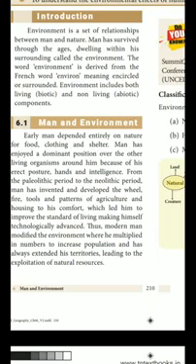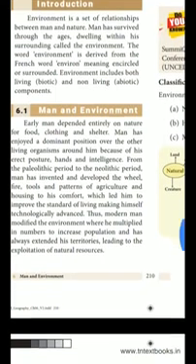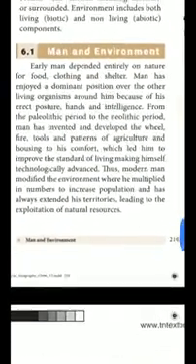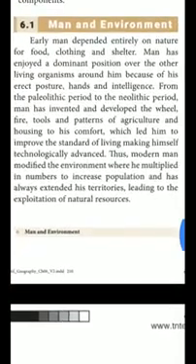Okay, so what do you know about this environment? Environment is the relationship between man and nature. From which word has it derived? From the French word environ, meaning encircled or surrounded. Okay, so it includes both biotic and abiotic components. First heading, man and environment. What do you know about this man and environment?